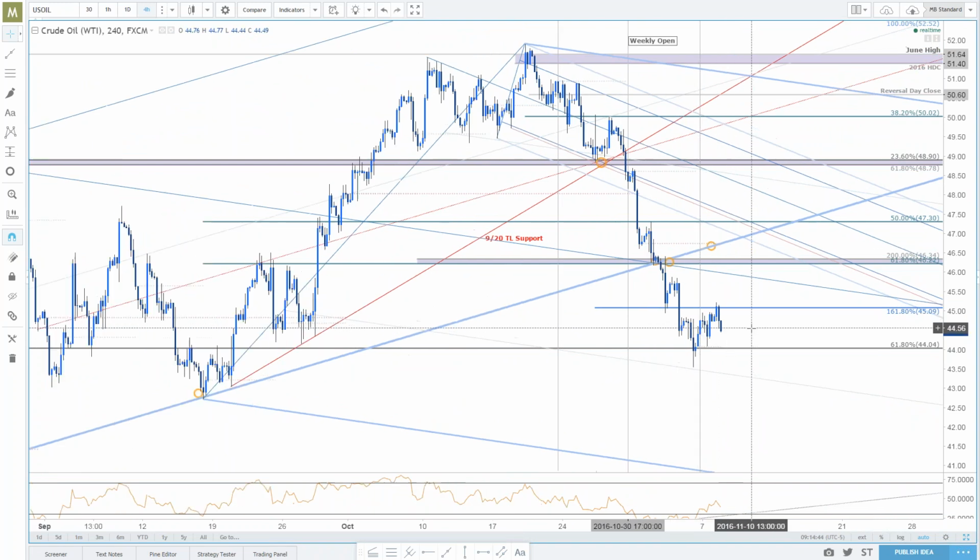I don't know what to do with this here. I wouldn't want to tell you to get short. What I would tell you, if it rallies towards 46.23, the monthly open, I would be looking for fresh short opportunity.